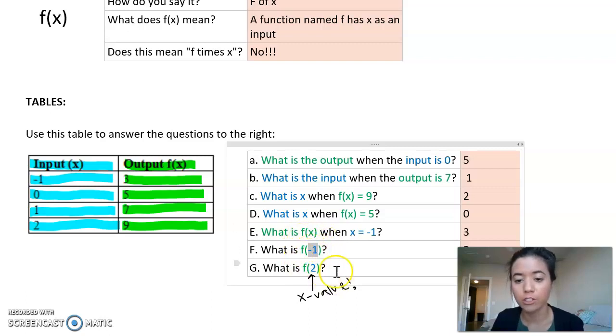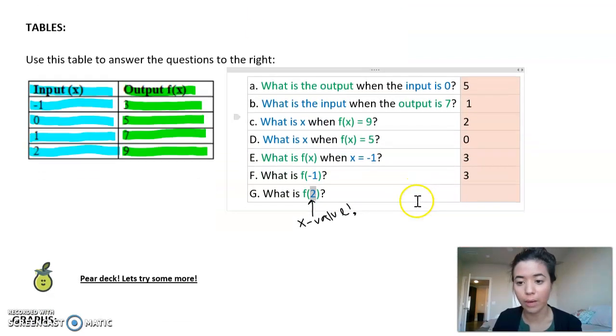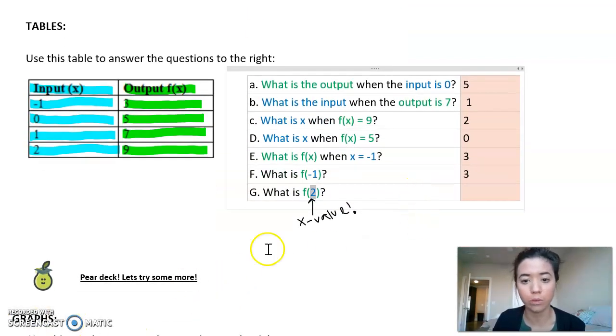So again, when you have this number inside of the parentheses, that means that -1 is the input of my function f. So now, what is the output when your input is 2? Go ahead and figure that out. What is the output when your input was 2?